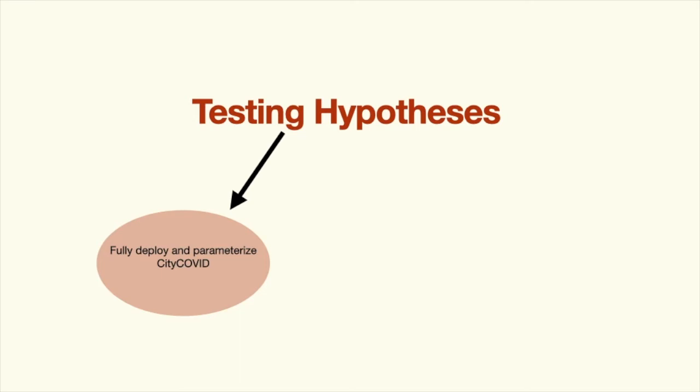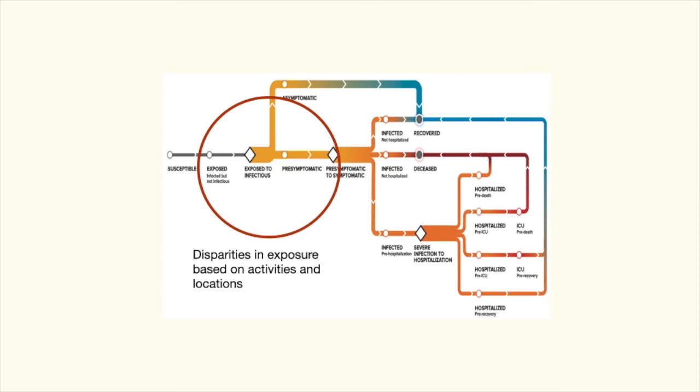So now that we've developed a synthetic population that is granular enough to capture the complex dynamics of COVID transmission and mortality, we are able to test the hypotheses around disparities in COVID outcomes. One way to do this is through a full deployment and parameterization of CityCOVID, which is updated to allow state transitions to vary according to agent attributes. So the first place where disparities might show up in our model is in the exposure stage. And these will show up through activity schedules and place assignments.